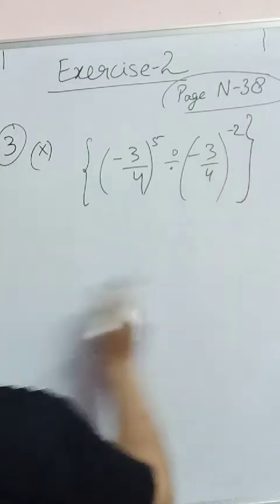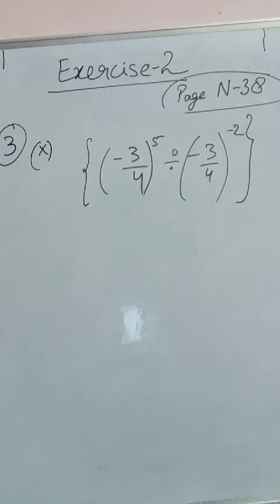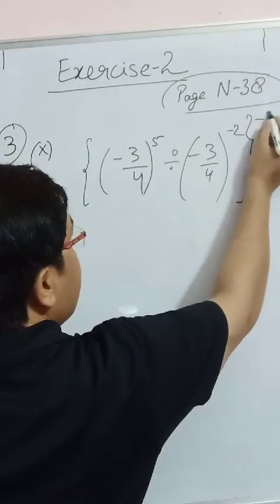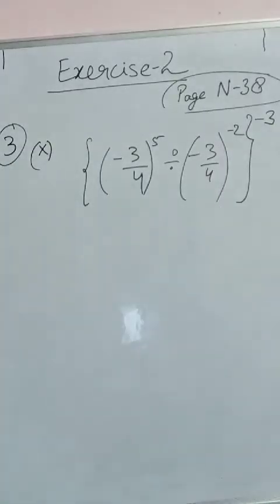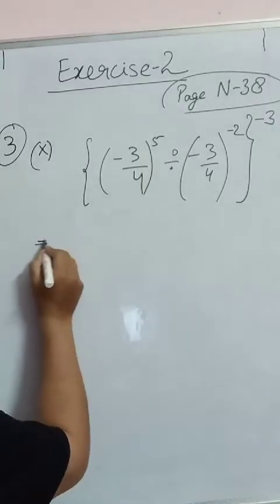But then finally the overall exponent is also given, that is minus 3. So this is how the question goes. Kindly recheck it. There is a bigger bracket, that is the curly bracket, which has minus 3 by 4 to the power 5 divided by minus 3 by 4 to the power minus 2, and the complete power is minus 3. So let us simplify it using BODMAS.